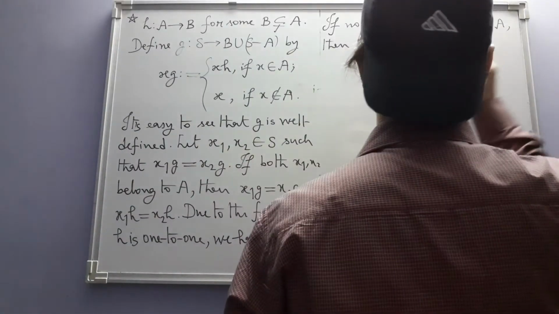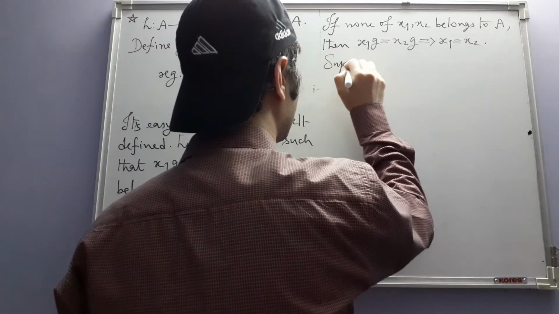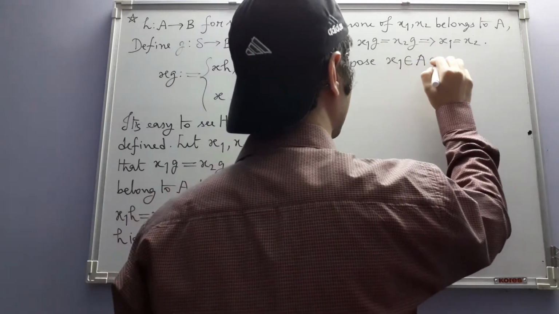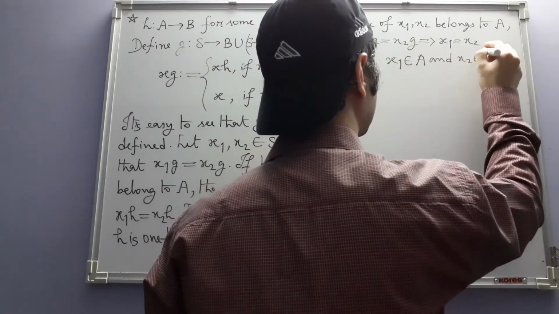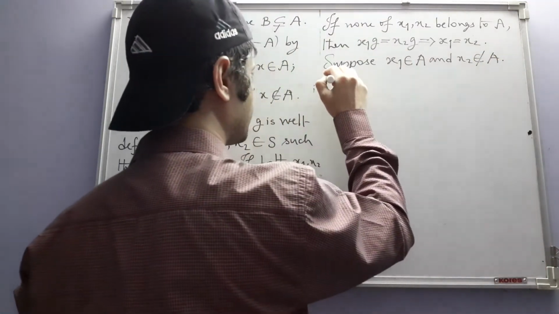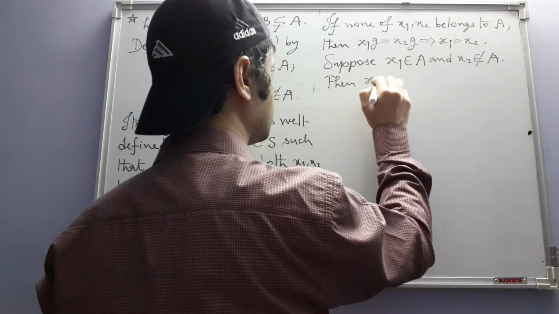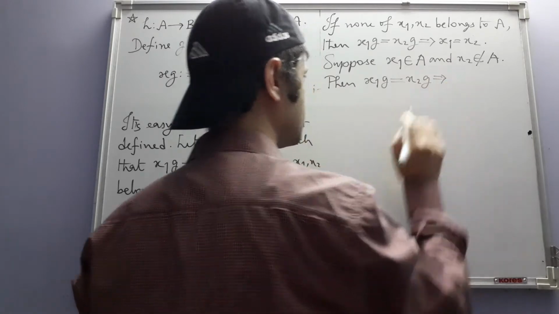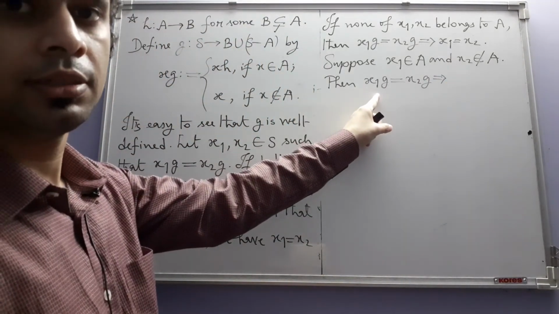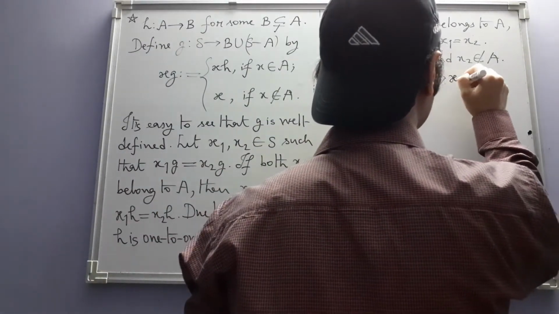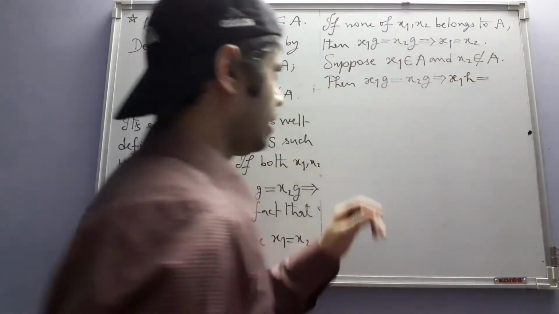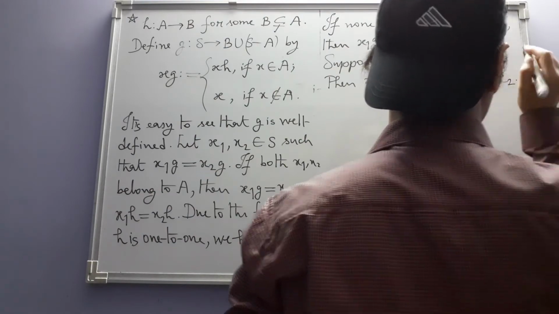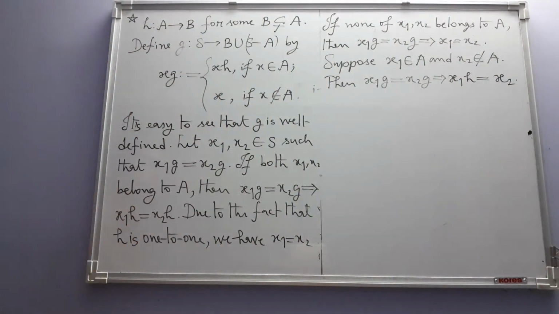So let us see. Suppose x1 belongs to A and x2 does not belong to A, then x1g equal to x2g implies x1 belongs to A means x1g is x1h. x2 does not belong to A means x2g is x2 itself. Okay, so this is something which we have finally got.